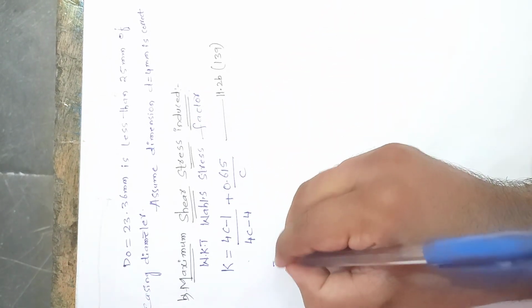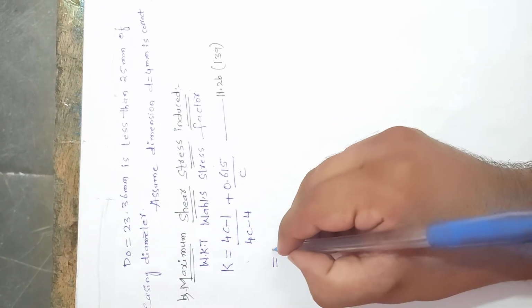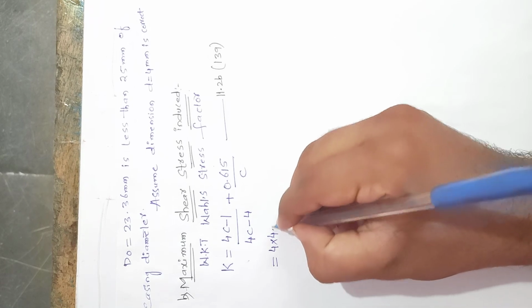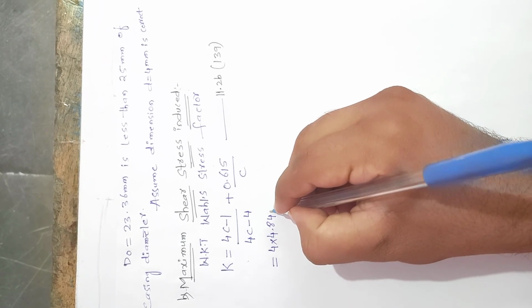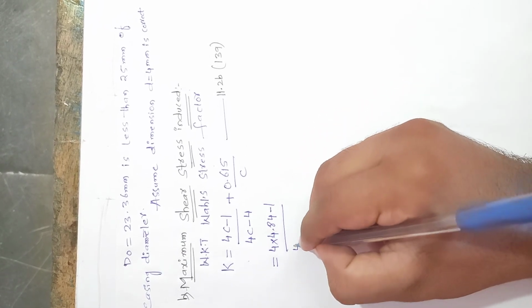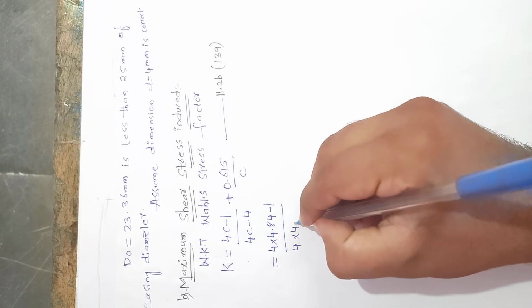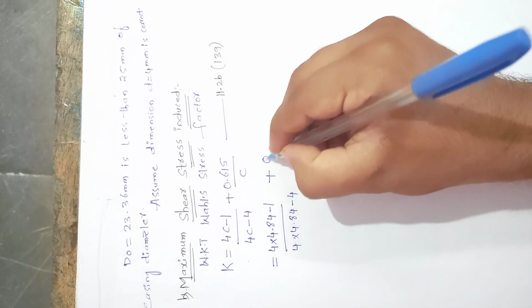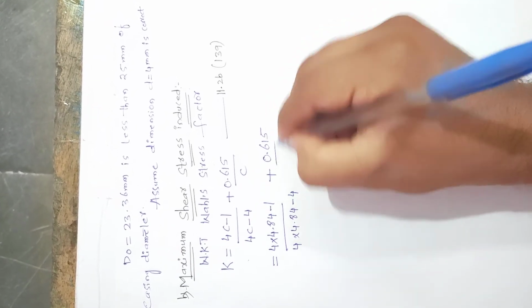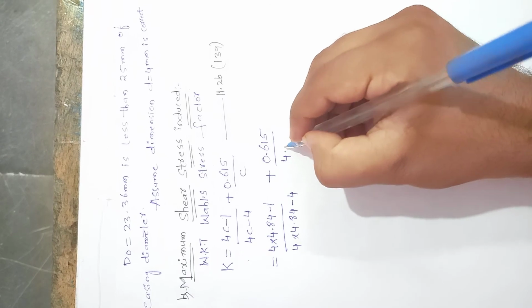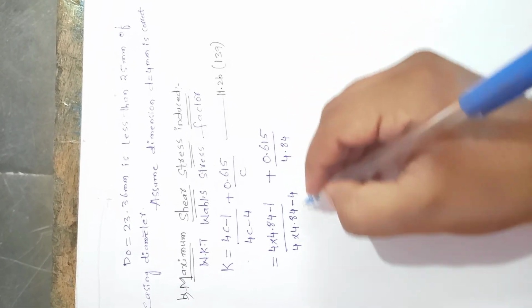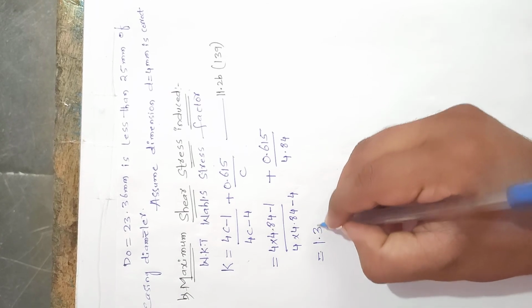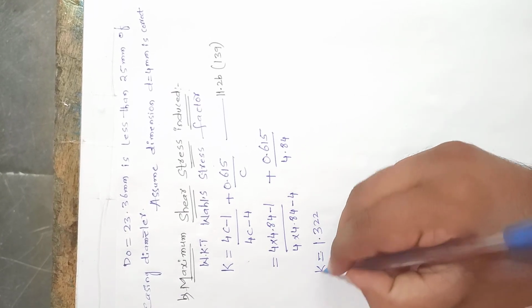Then 4 is as it is. C, nothing but the spring index, how much we got here? 4.84. So (4 into 4.84 minus 1) by (4 into 4.84 minus 4) plus 0.615 by the spring index 4.84. Then if you calculate with the help of the calculator, you will get the answer 1.322. That is the value of K.